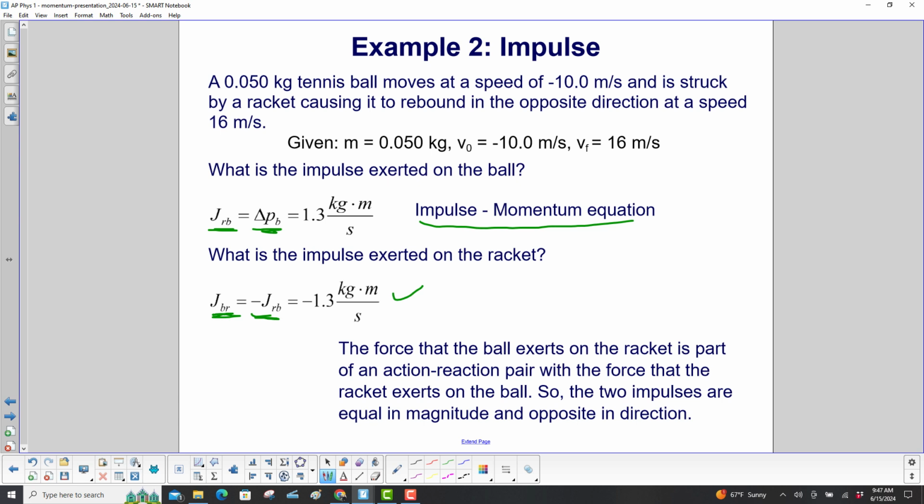The force that the ball exerts on the racket is part of an action-reaction pair with the force that the racket exerts on the ball. So the two impulses are equal in magnitude and opposite in direction.